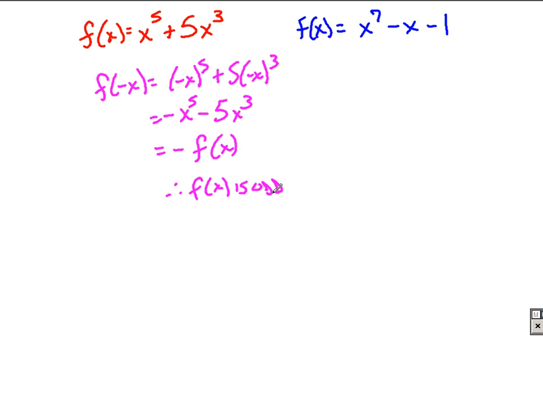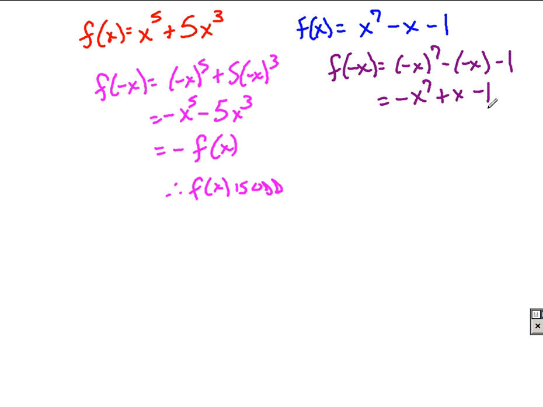Now, for this one over here, let's try f of negative x. We'll have negative x to the 7th power minus a negative x minus 1. This is negative x to the 7th. This is a positive x. This is minus 1. Now, we want to look at it. The signs are different for the x to the 7th. They're different for the x, but not for the 1. So it's not the same function, and it's not a complete opposite.